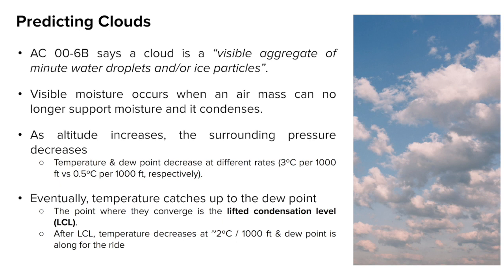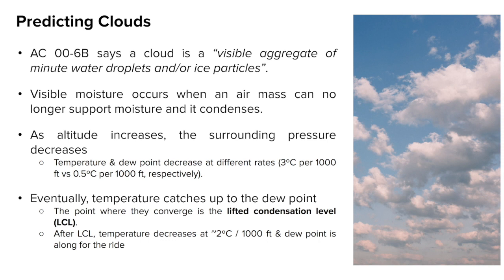So let's just get right into predicting clouds. But before we get into the Skew-T diagrams, let's just talk about what Advisory Circular 00-6B says about clouds. So it says a cloud is a visible aggregate of minute water droplets and or ice particles. So what we see here is an aggregate of minute water droplets and or ice particles. And this happens when visible moisture happens when an air mass can no longer support the moisture that's in there, and it condenses.